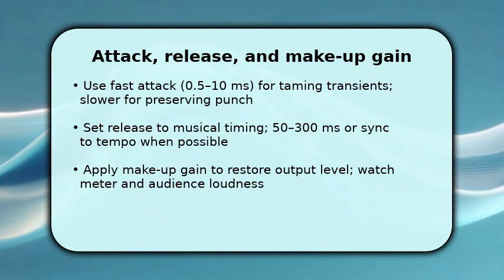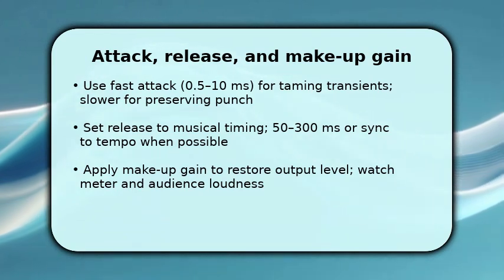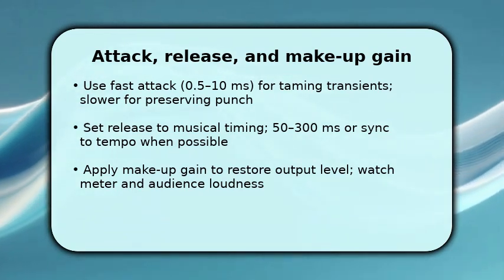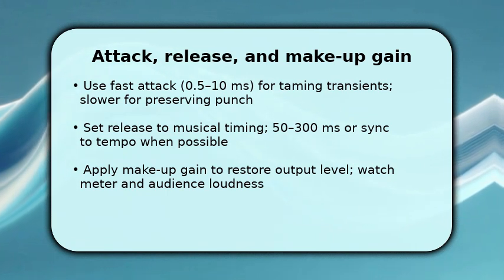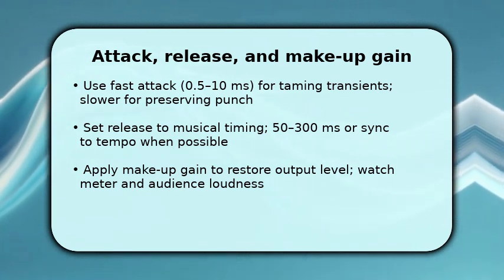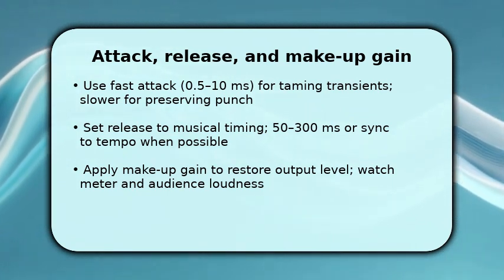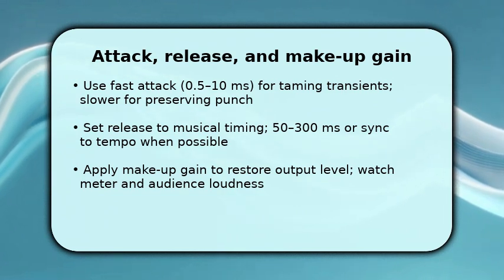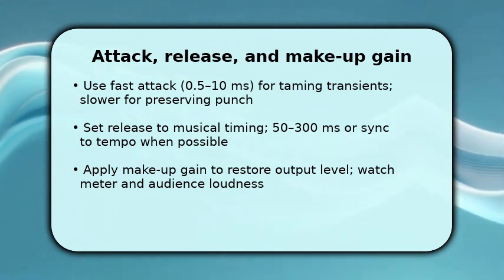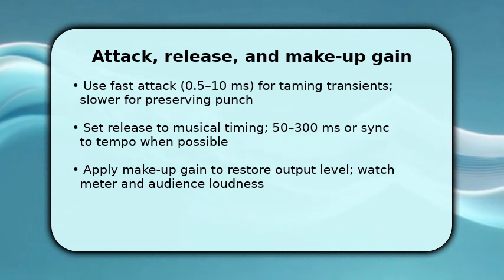Now you tune dynamics, attack, release, and makeup gain. You choose a fast attack, perhaps 0.5 to 10 ms to tame sharp transients or a slower attack to keep punch. Then set release for musical timing, typically 50 to 300 ms, and consider tempo syncing for rhythmic sources.